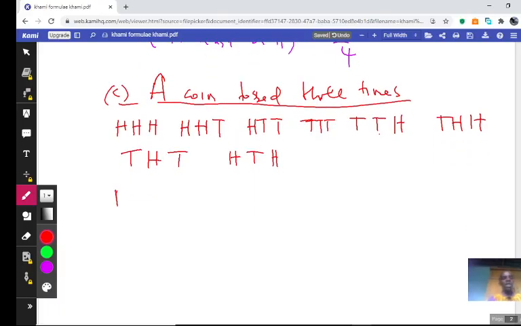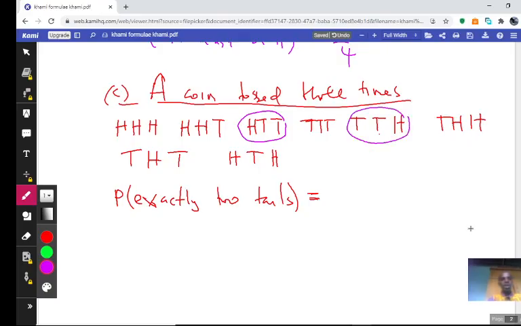Then if I'm asked to calculate the probability of getting exactly 2 tails, what will be the probability? You find out where there are exactly 2 tails. On these outcomes, we have 1, 2 tails, we have 2, 2 tails, and we have 3. So it will be 3 over 8. Then you are done. So that's the probability of getting exactly 2 tails, right?